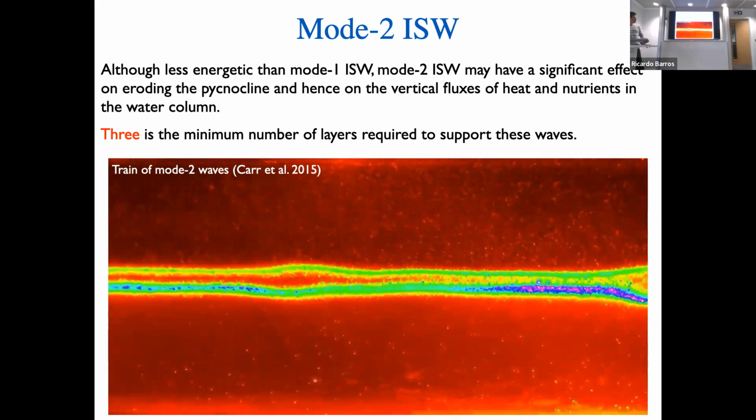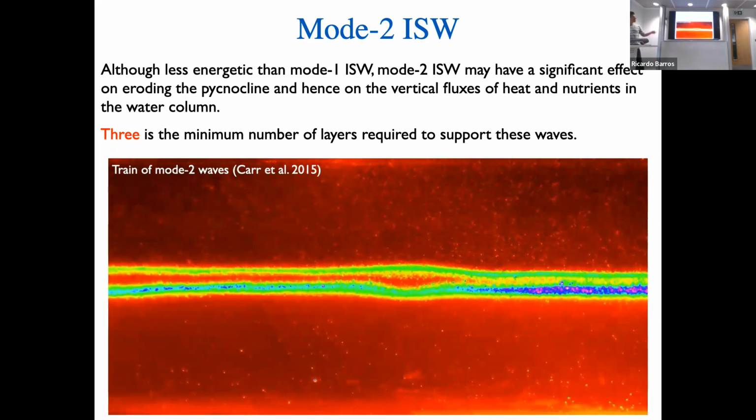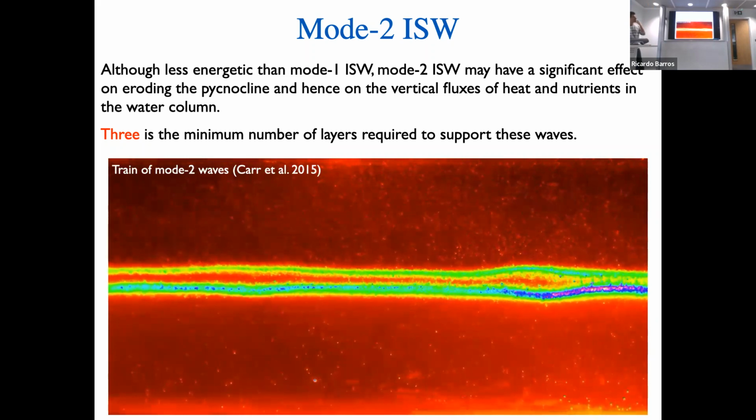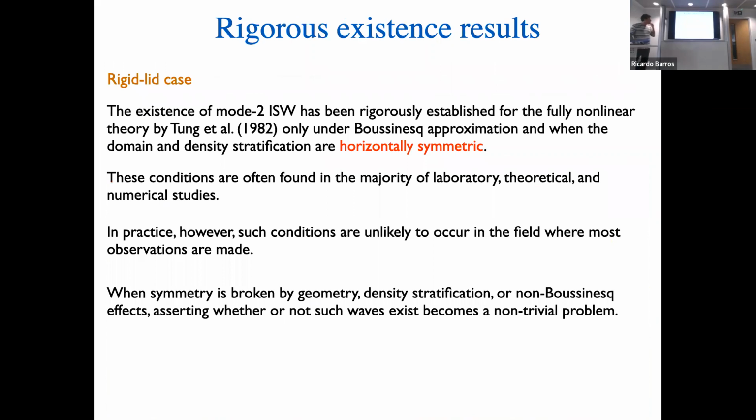Anyway, so these are slower waves, okay? But they are equally important in terms of the global mixing and the vertical fluxes of heat and nutrients in the water column. Okay, now, mode 2, mathematically, is a much more subtle thing to analyze, okay?